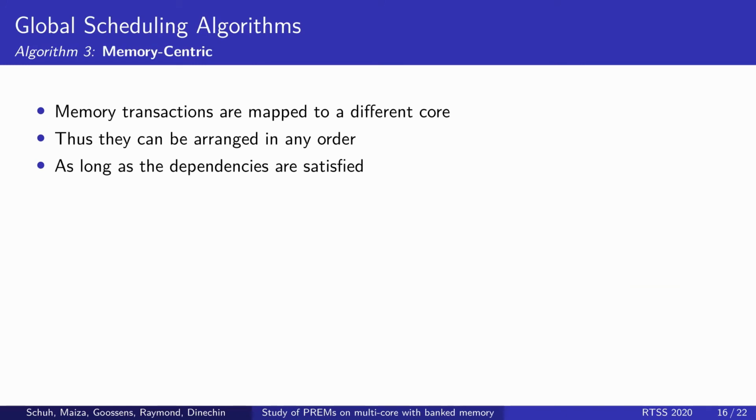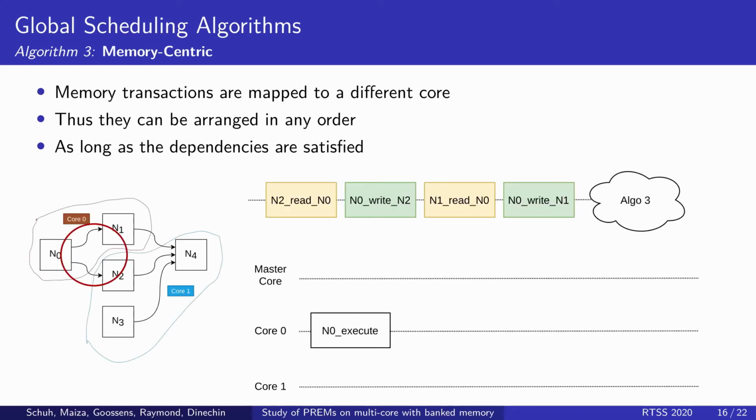The last algorithm is the memory-centric one that behaves a little bit differently because now we have a master core that is responsible for all the memory accesses on the system. As we can map these memory transactions to this master core, they can be arranged in any order that we want, as long as we still respect the data dependencies that come from the data flow model. So here we have the same example, and our main goal here is actually the same as algorithm 2, which is to unblock cores that will run execute phases as soon as possible.